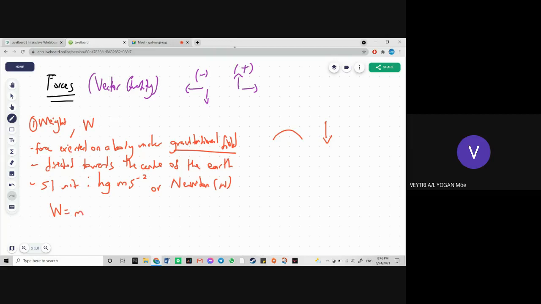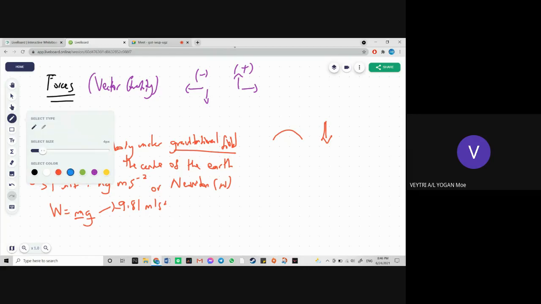We have W equals to mg. Mass over here, it's mass, it's not weight. Mass must be in kilograms. G over here is gravitational acceleration. You guys know the value of gravitational acceleration is 9.81. Please bear in mind, you have the negative. Why? Because it's always moving downwards. So it's negative 9.81 meter per second square. All right. Now, let's have a look at a couple of cases of weight force.